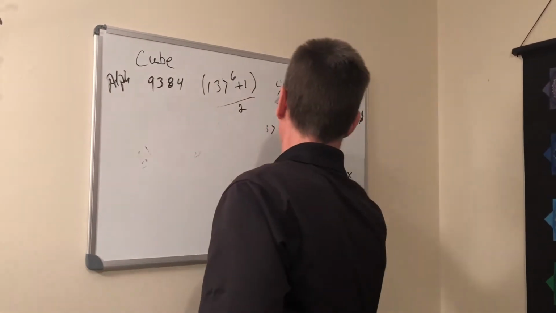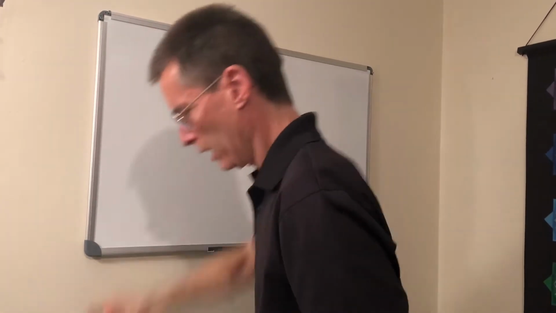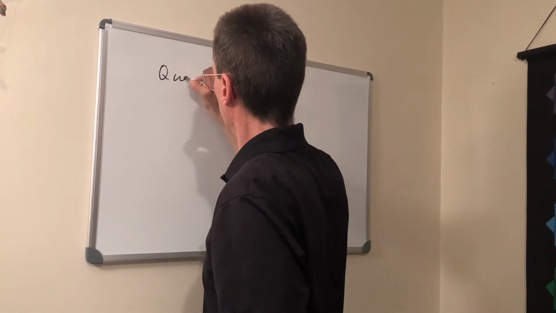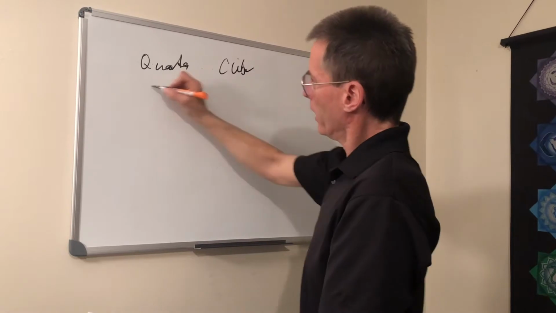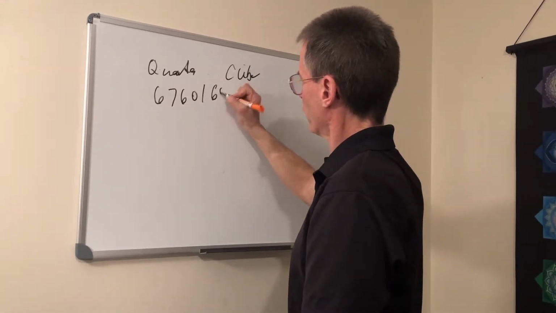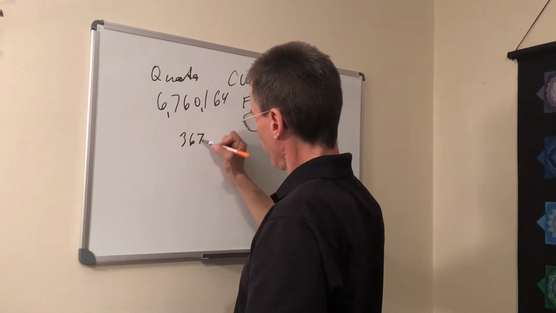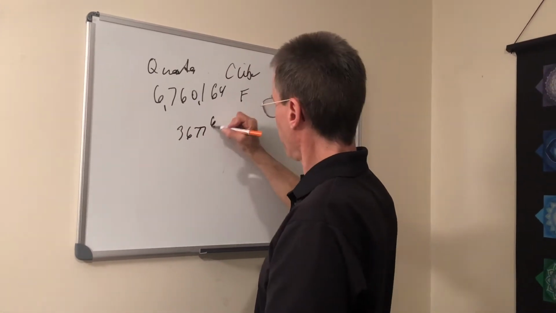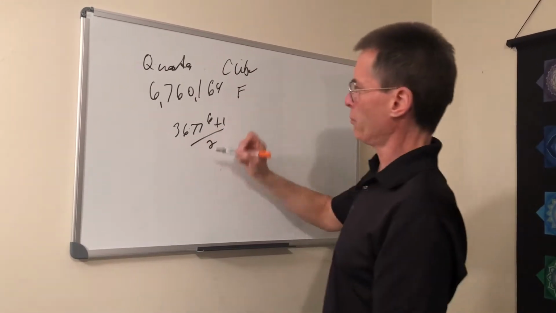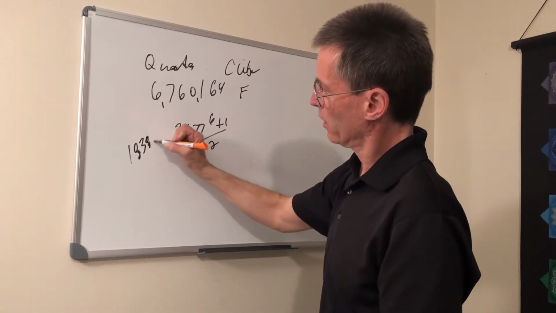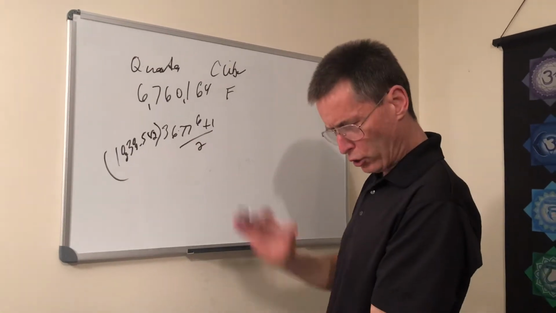So in my last point then, in that last scale, called the quanta scale, the cube at 6,760,164 frequency has exactly (3677 to the 6th power plus 1) divided by 2 total number of vertexes. Remember, that's 1838.5 times 2. That's the total number of vertexes.